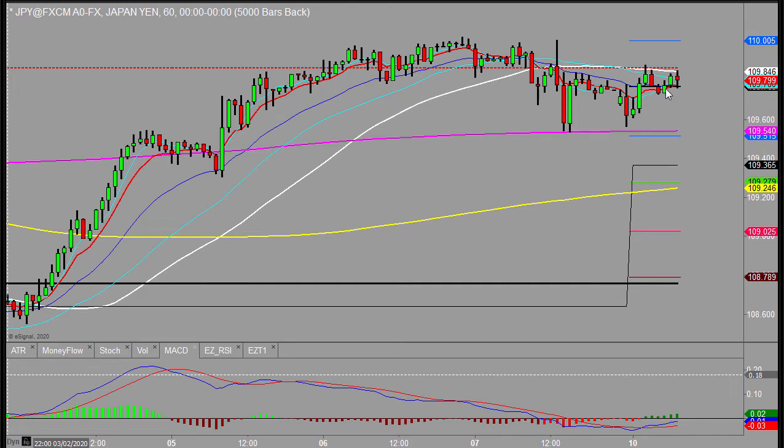Okay, so just consolidating where it is at this stage. If I was just looking at this normally, I would be looking for the break up there, but as I said, there is the daily pivot and the weekly pivot both sitting below.